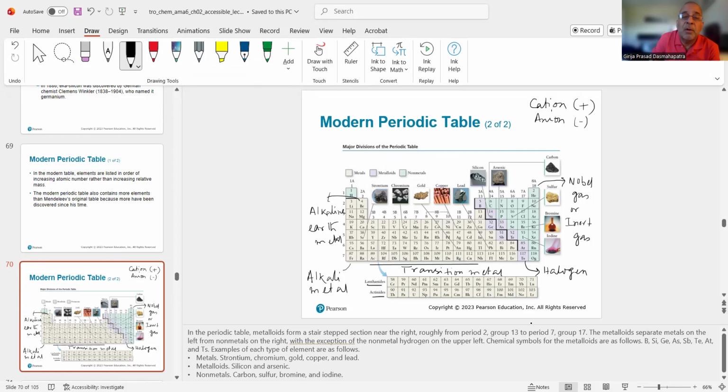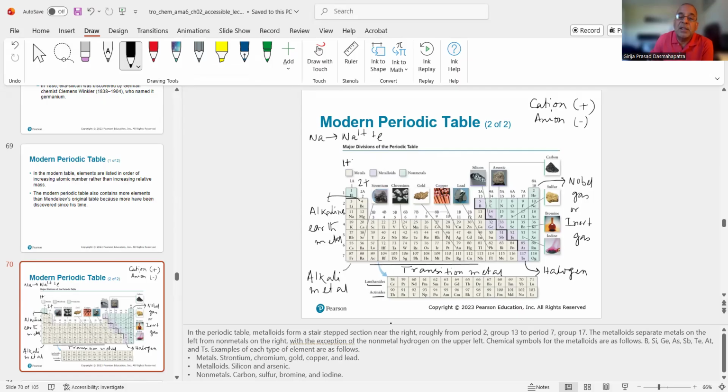For example, group 1 elements like to produce 1 plus ions. That means hydrogen, lithium, sodium, potassium, rubidium, cesium like to produce 1 plus ions. For example, sodium loses 1 electron and produces sodium 1 plus ion. Similarly, group 2 will produce 2 plus ions.